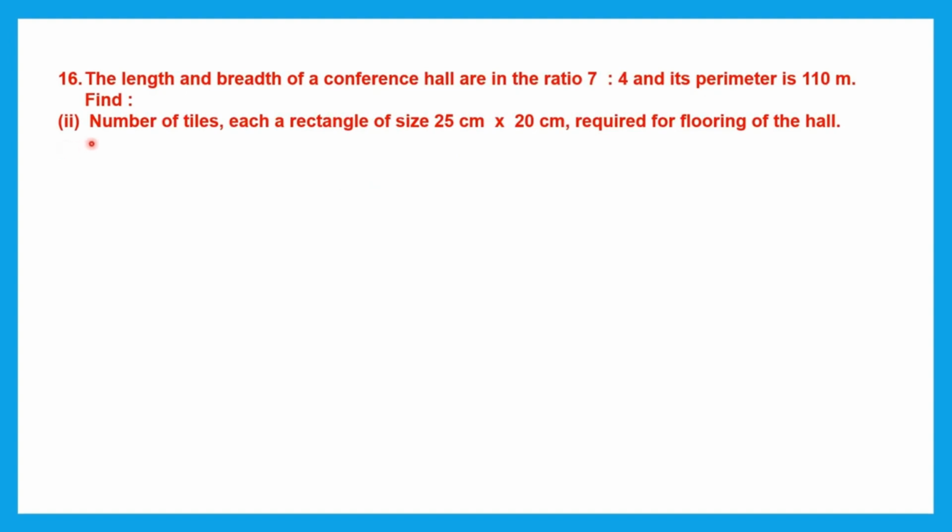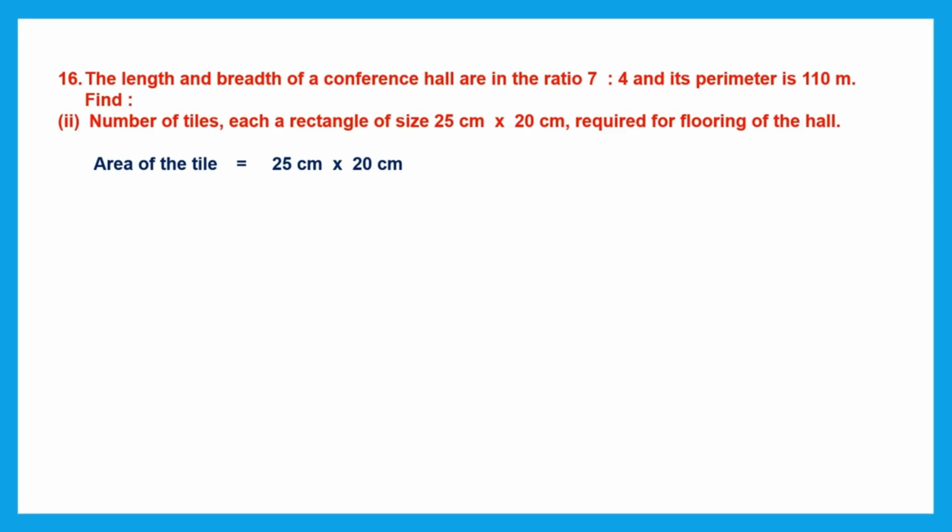Second part of the same question, we have to find the number of tiles, each a rectangle of size 25 centimeters into 20 centimeters, required for flooring of the hall. So we've been given the measurements of each tile, and now we have to find the number of tiles. That means we have to find the area of the tile, and we already know the area of the floor, and when we divide we will get the number of tiles. So area of the tile is 25 centimeters into 20 centimeters. As we know, here we found the area in meters, isn't it? Meter square we found.